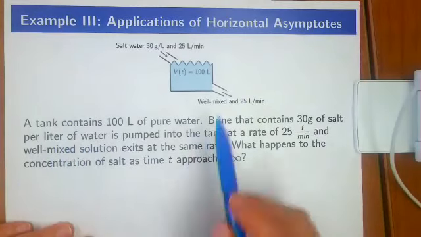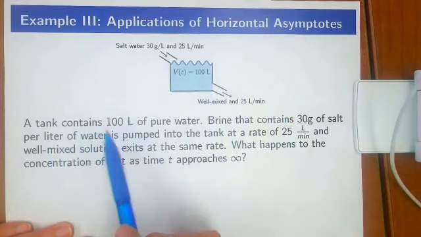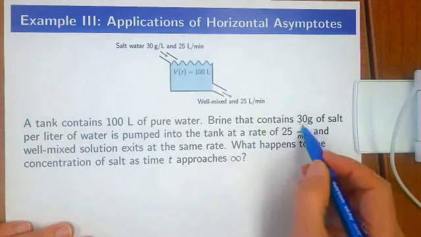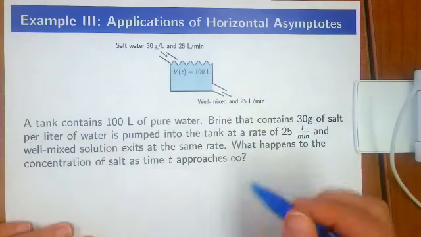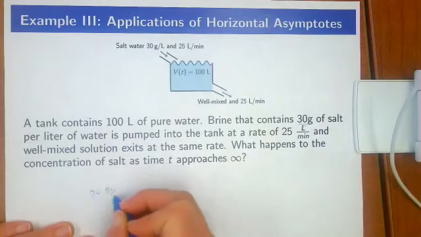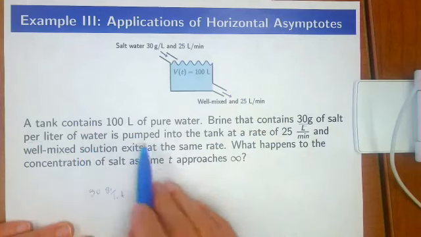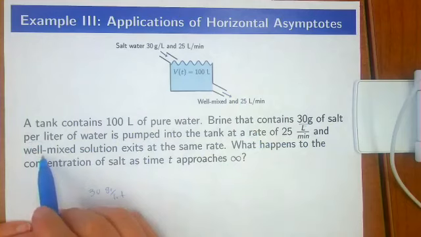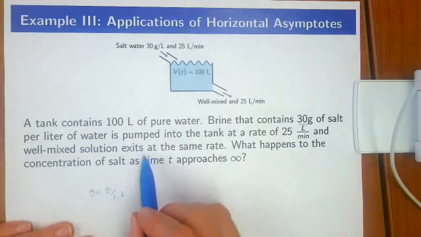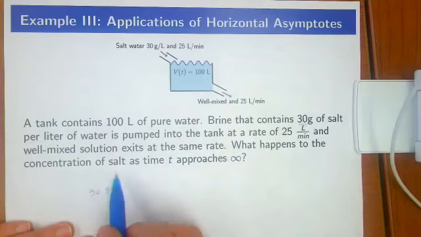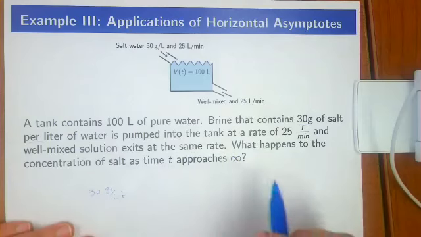This question is talking about a tank containing 100 liters of pure water. Brine that contains 30 grams of salt per liter, so that's the concentration, right, 30 grams per liter of water, is pumped into the tank at this rate, and a well-mixed solution exits at the same rate. What happens to the concentration of salt as t approaches, as time goes toward infinity?